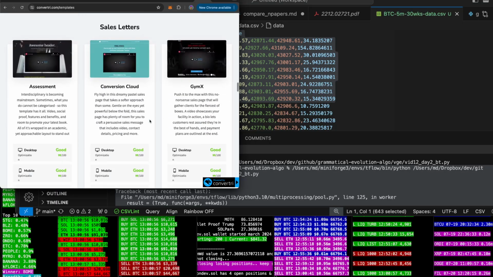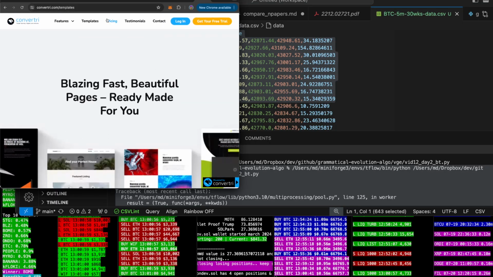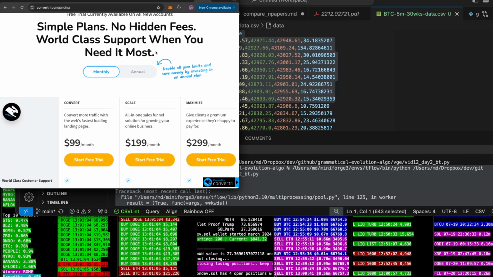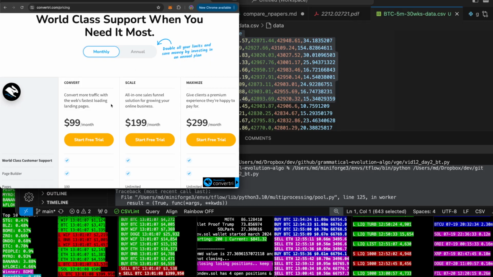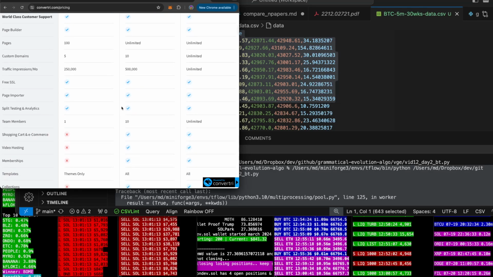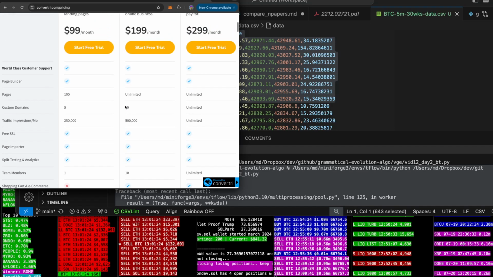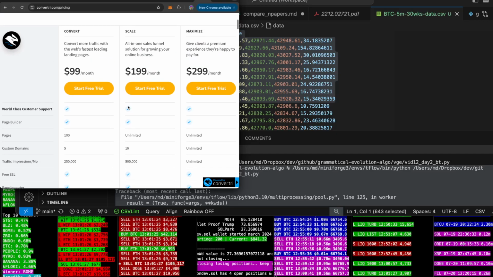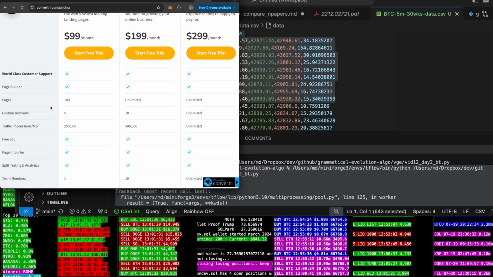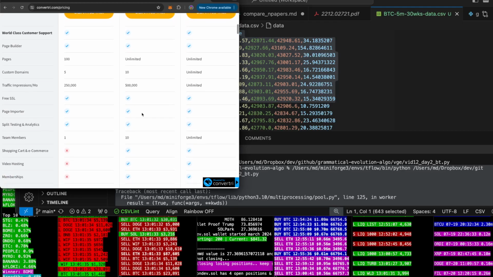Appreciate you. I wonder how much it is, by the way. $99 a month. Convert more traffic. Web's fastest loading landing pages. I like that. Oh, okay. You're grandfathered in. You must have got this one. Grandfathered in. 10 pages, 100 pages, unlimited pages, custom domains.